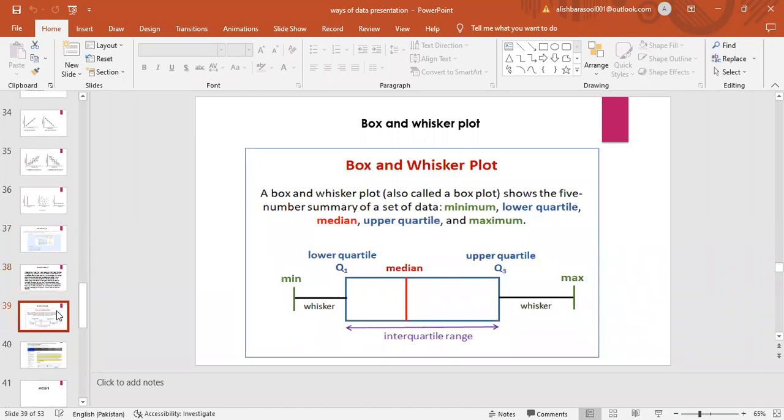Box and whisker plot, also called a box plot, shows the 5-number summary of a set of data: minimum, lower quantile, median, upper quantile, and maximum.